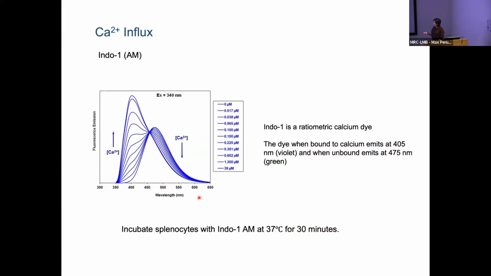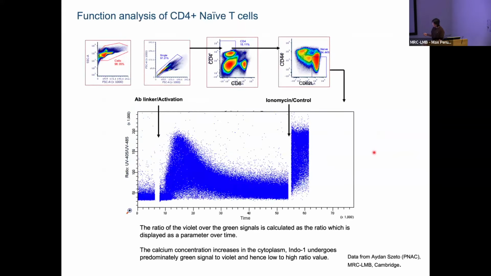Flow cytometer can also measure the calcium influx. Usually we use the dye called Indo-1, which is a ratiometric dye. When the dye binds to calcium, it emits at 405 nanometers. When unbound, it emits at 475 nanometers. So you can use the ratio to measure the calcium influx.